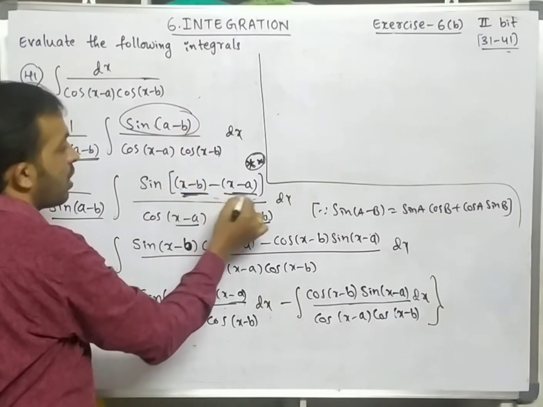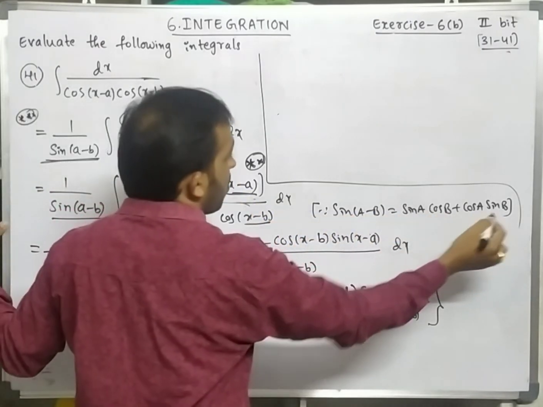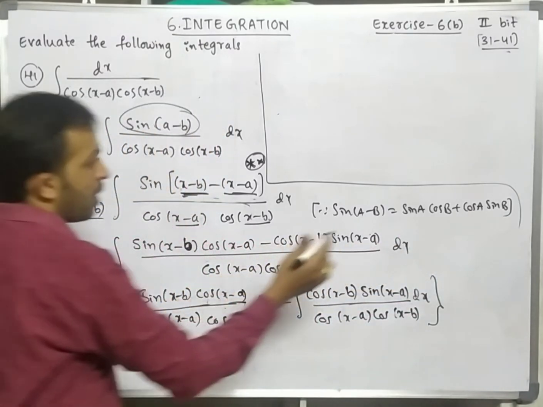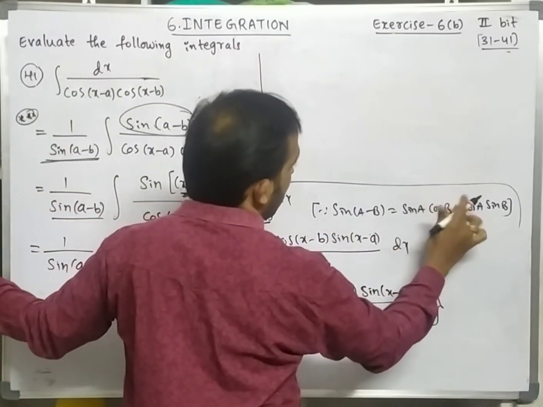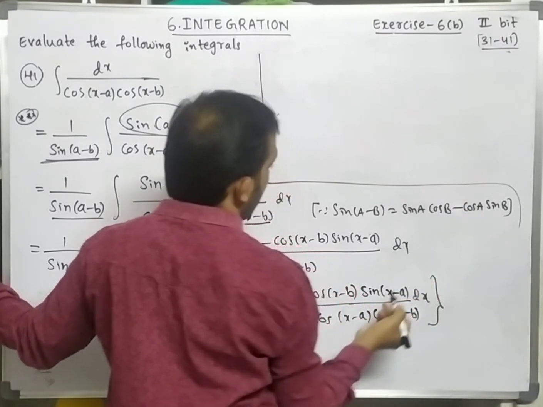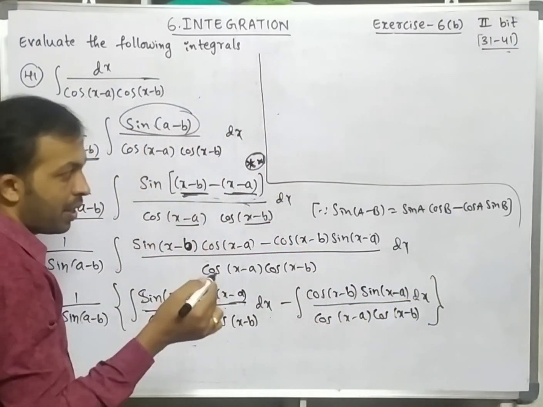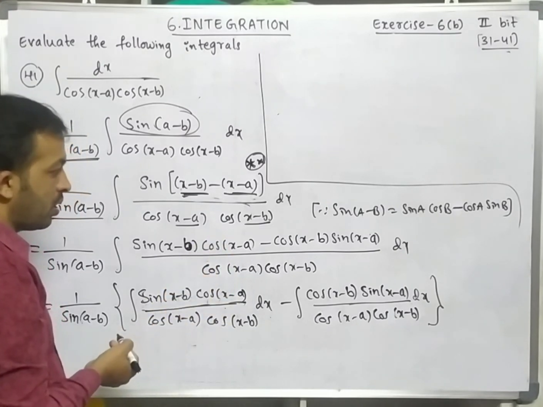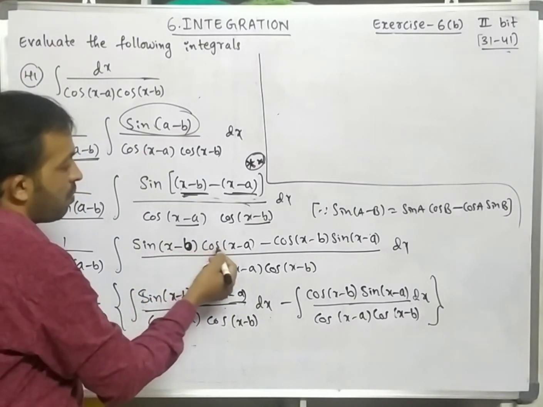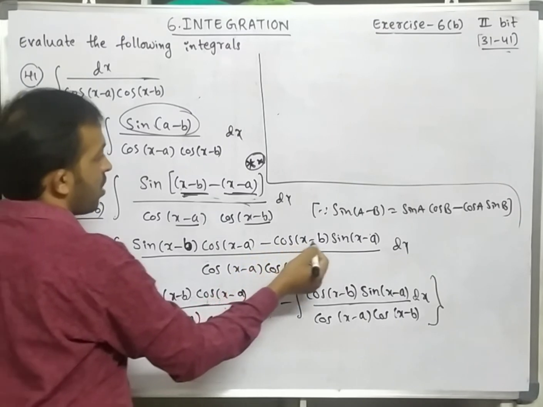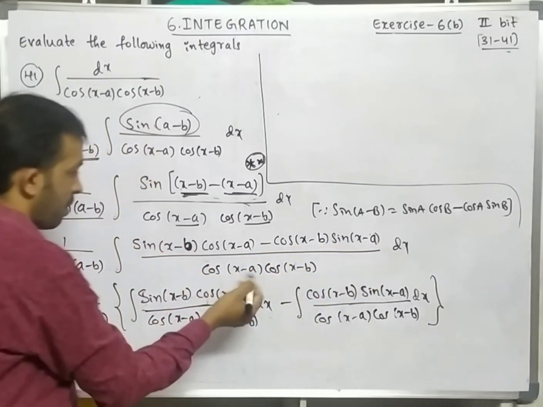This is a, this is b. The sine of a minus b formula is sine a cos b minus cos a sine b. In the previous problem also I wrote the sign wrongly, so please do the correction. So sine of x minus b cos of x minus a minus cos of x minus b sine of x minus a by the same terms.